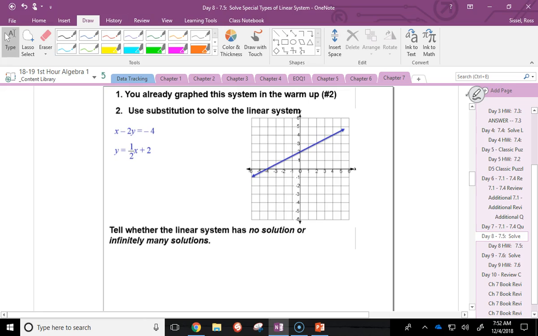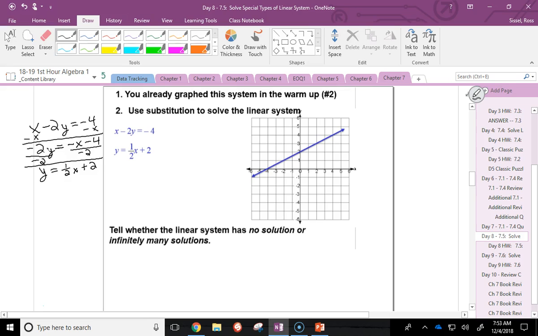Alright, so this was warm-up 2. I didn't do this one because we're going to do it here, or we can just look at it. Real quick, what they did, if we did this first line, I'm going to do it now. Here was x minus 2y equals negative 4. Obviously, we subtract x. Negative 2y equals negative x minus 4. We divide by our negative 2. And y equals positive 1/2 x plus 2.